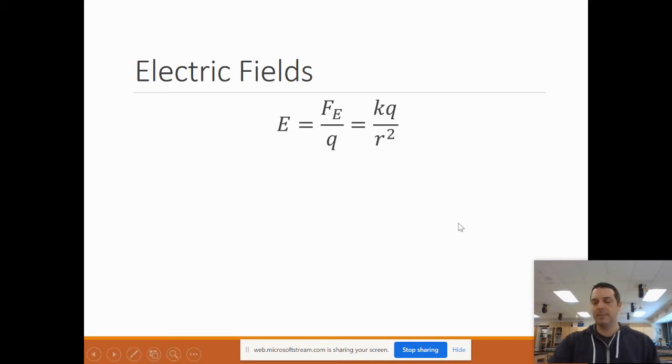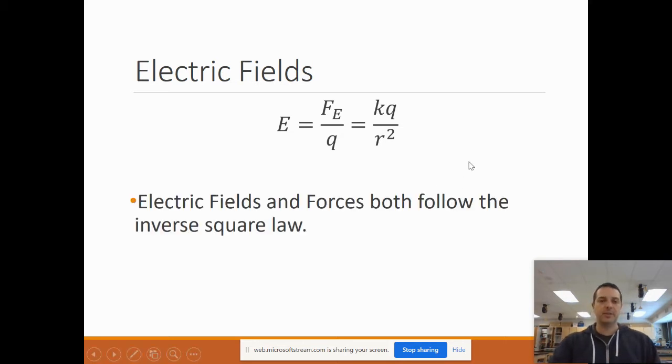So we have kQ divided by r squared, which will tell us the electric field felt at some distance away from a charge. All we need to know is the magnitude of the charge itself and how far away from the charge we're looking. Electric field strength follows the inverse square law, very similar to how the electrostatic force does. They both follow that same relationship.